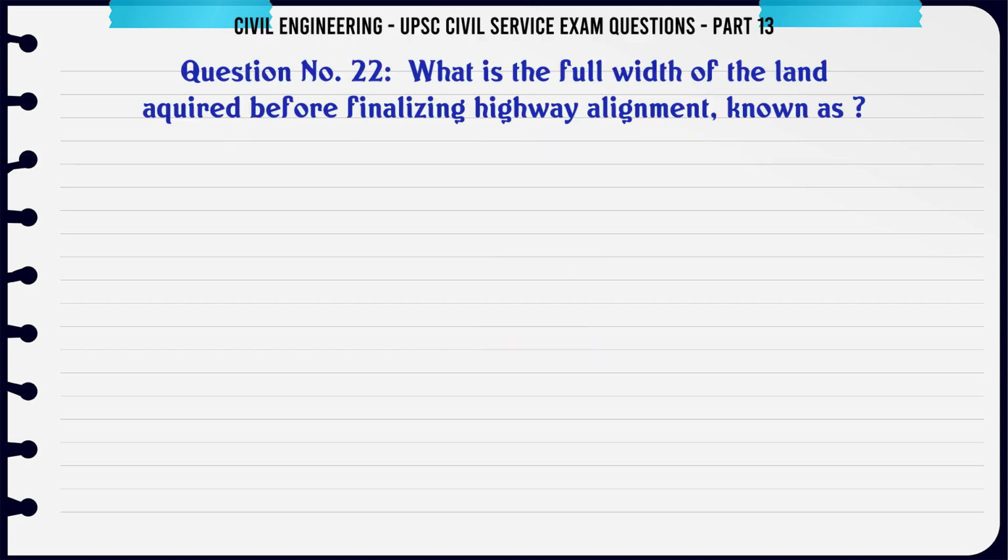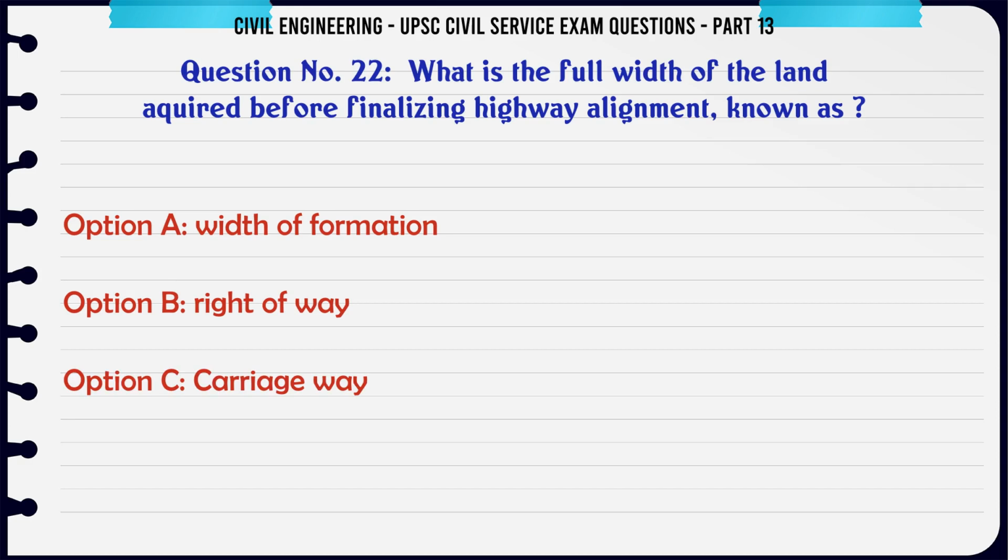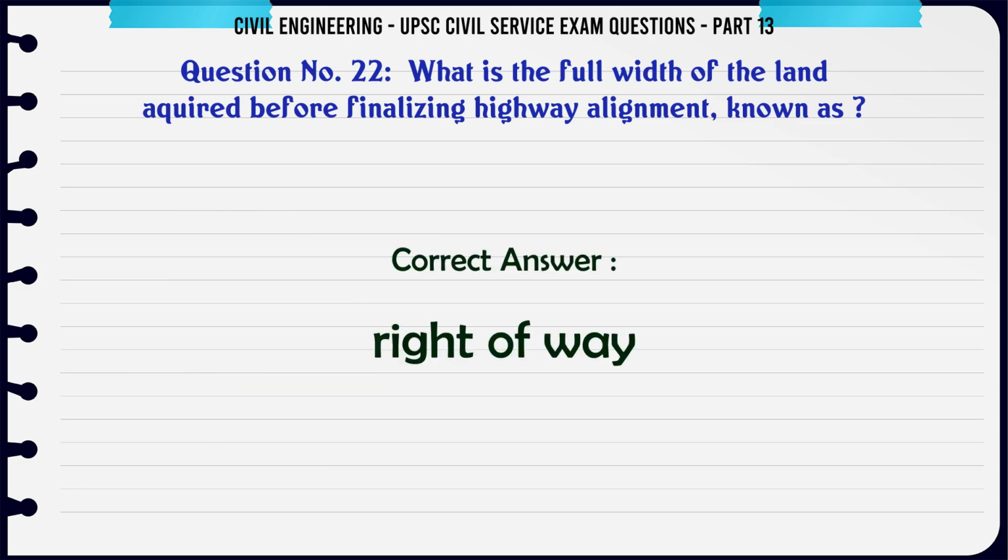What is the full width of the land acquired before finalizing highway alignment known as? A. Width of formation, B. Right of way, C. Carriageway, D. Roadway. The correct answer is right of way.